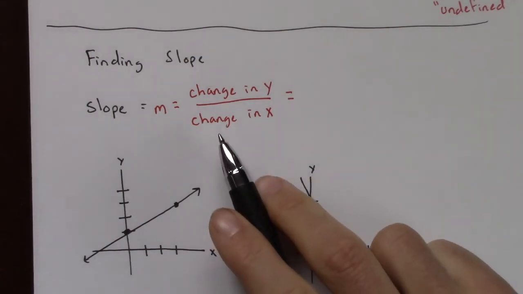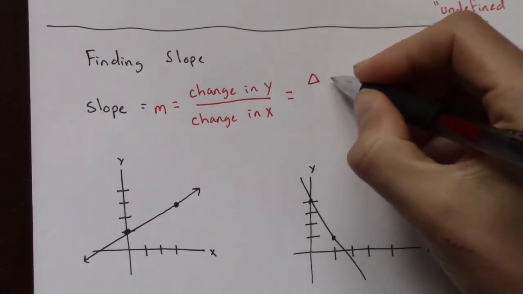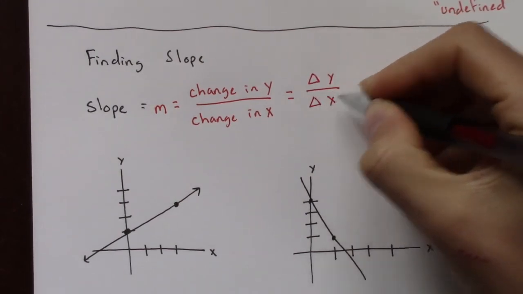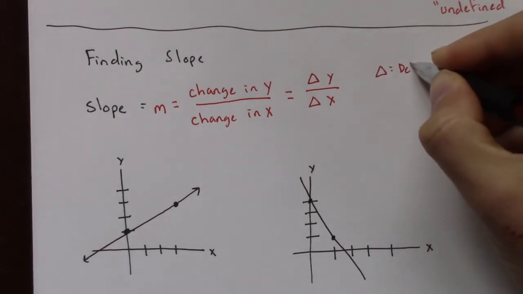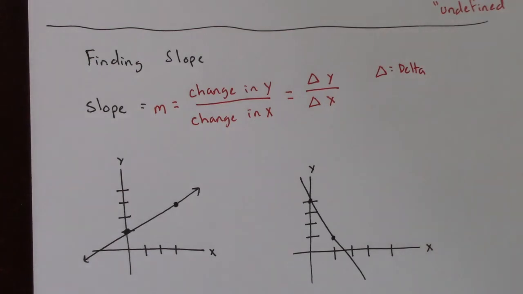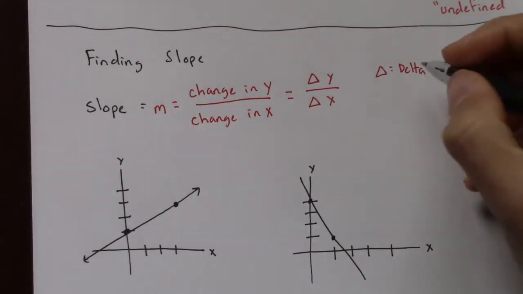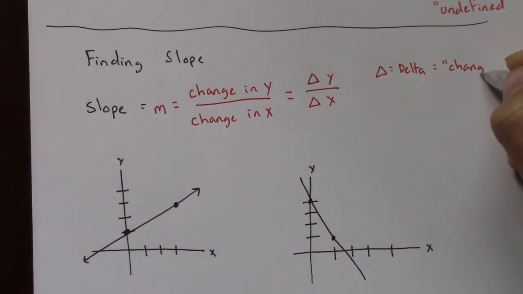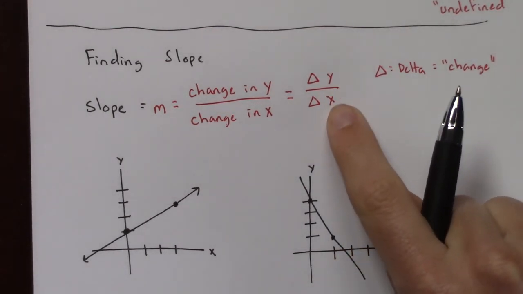And some books or materials might reference this by using a capital letter delta, the Greek letter. So it might say delta y over delta x. That triangle right up there is just the Greek letter delta, and it's just a shorthand for change. So if you ever see that notation with the little triangle, just realize that all it means is the word change or difference. So that's all that's being implied there. Anyways, all this is saying is find the change in y over the change in x.